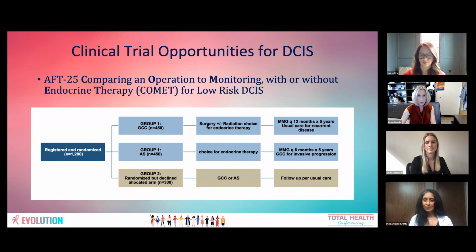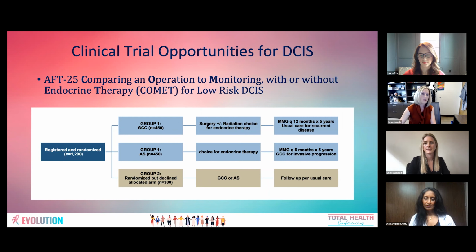Half of them will be randomized to the first arm, which is GCC, an abbreviation for guideline concordant care, or essentially surgery in some form or fashion, and it's the patient's choice. They do not have to receive radiation after lumpectomy, but they should certainly have that conversation with radiation oncology. They do not have to take endocrine therapy, but they should have those conversations. And then they're followed as we would typically follow patients, with mammograms on an annual basis over the course of 5 years, as long as they have breast tissue.